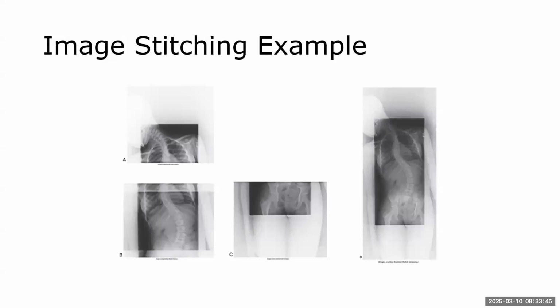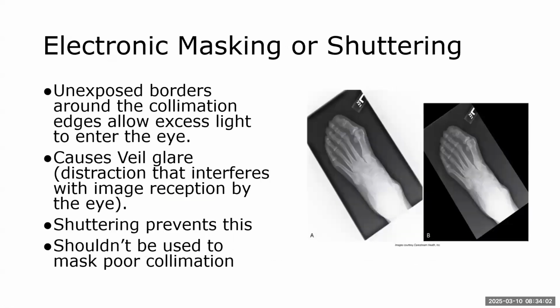Most places have software that will stitch them together. This is a very severe scoliosis here. So it takes these 3 separate images and stitches them all into one so that they can do their measurements and measure the angles and all that kind of stuff to figure out how best to help those patients, whether it be surgically or the brace or something.